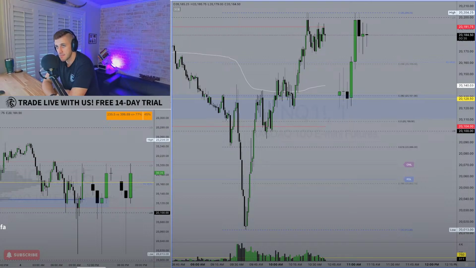Mondays are typically choppy, and paired with the fact that we do have what is likely going to be a very volatile week ahead of us, don't expect much from the market today. So some things to keep in mind. Don't overdo it. Don't blow your mental capital and your trading capital on a day like today.